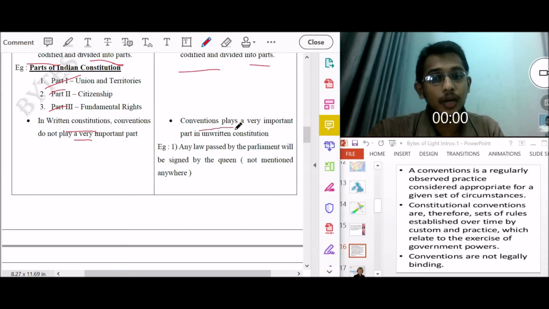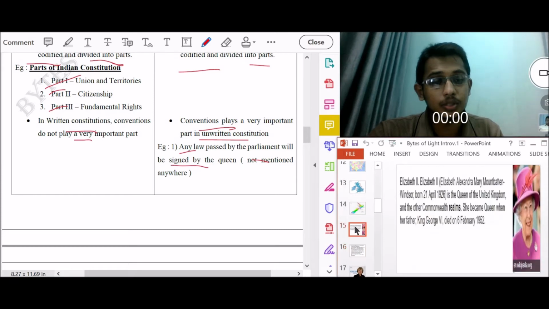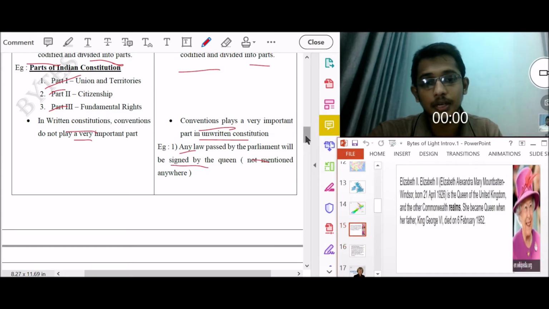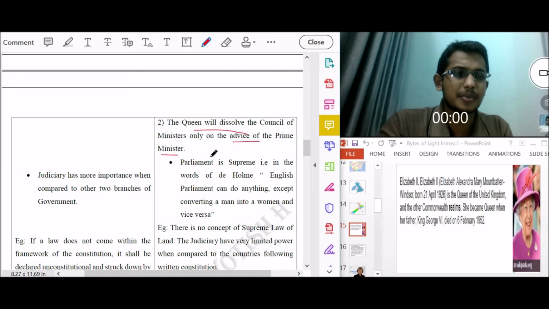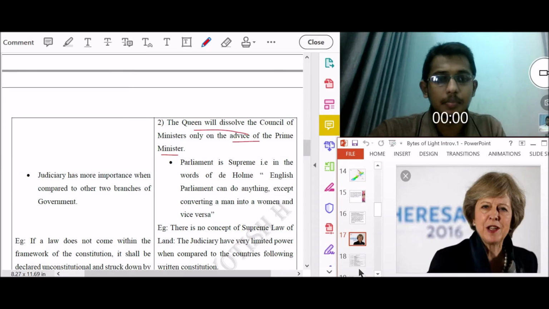In the case of the UK, conventions play an important role. An example is that any law passed by the parliament will be signed by the Queen. This is the present Queen of England. You can see here. Another convention is that the Queen will dissolve the Council of Ministers only after the advice of the Prime Minister. The present Prime Minister of England is Miss Theresa May.